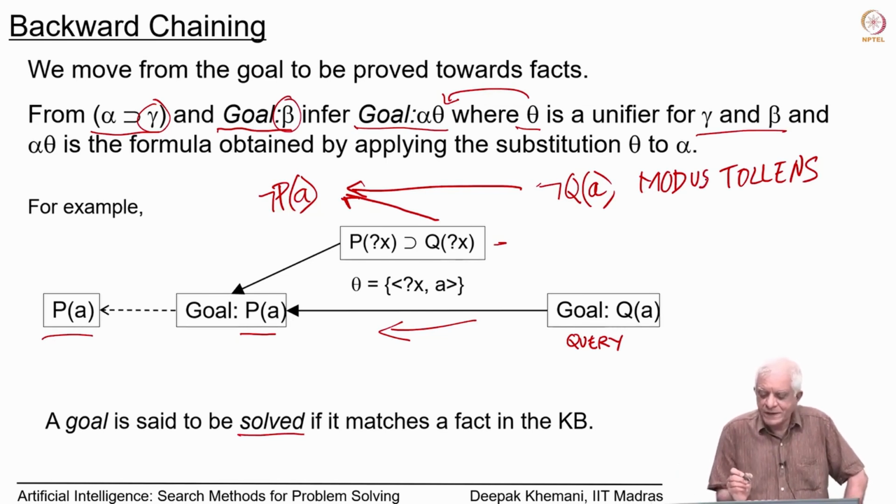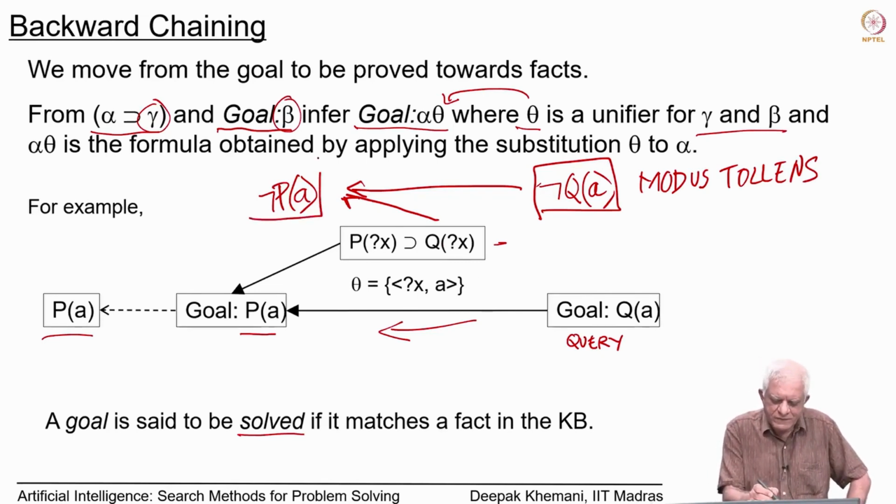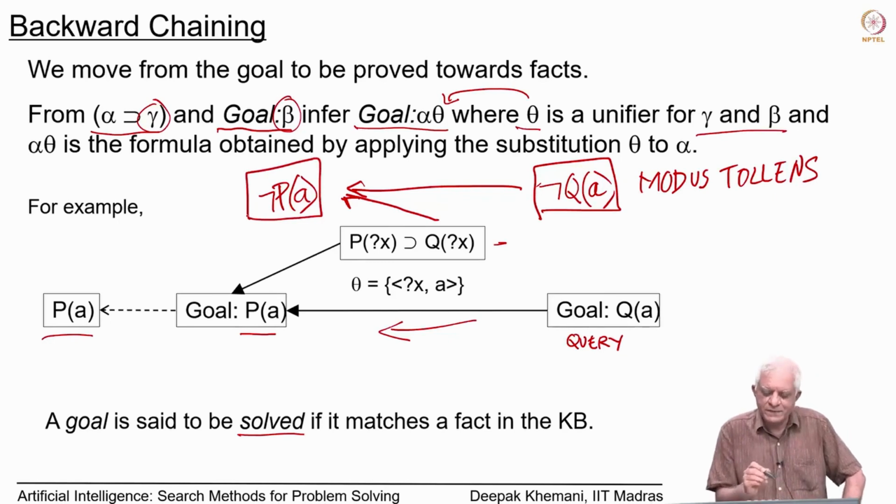The reasoning in modus tollens is still forward. This is a fact. Not of q of a is a fact. The rule is given to you. It is also a sentence in the knowledge base, and we sometimes differentiate between rules and facts, but it is a sentence in the knowledge base. So, in that sense it is a fact, and from there we infer a new fact not of p of a. Modus tollens is forward chaining.